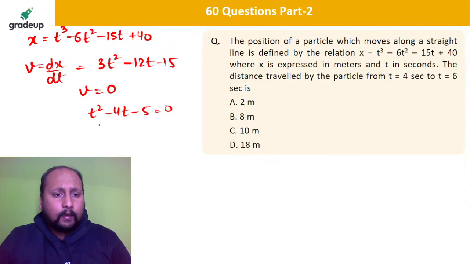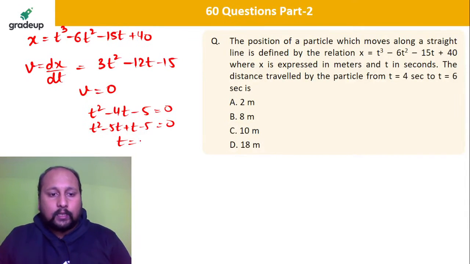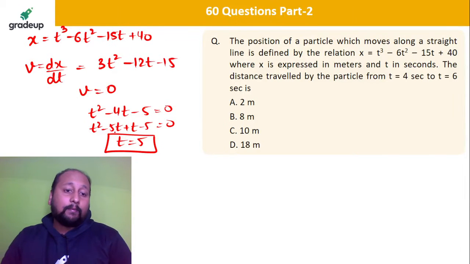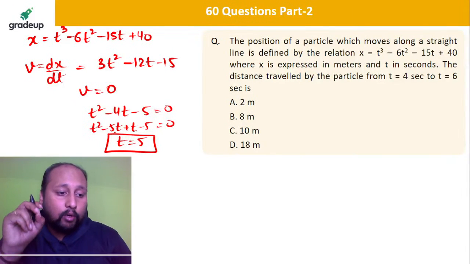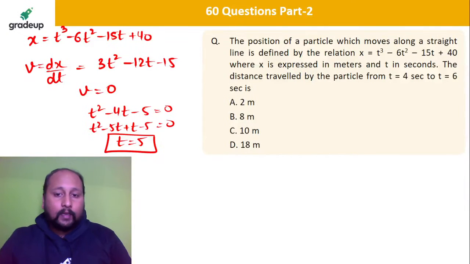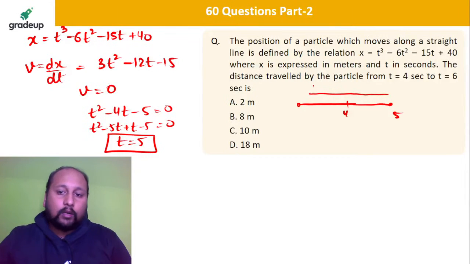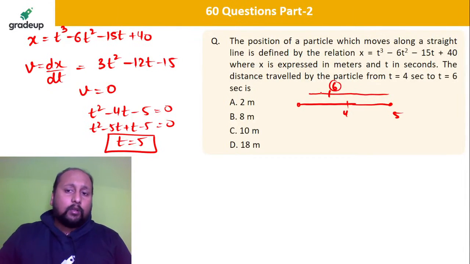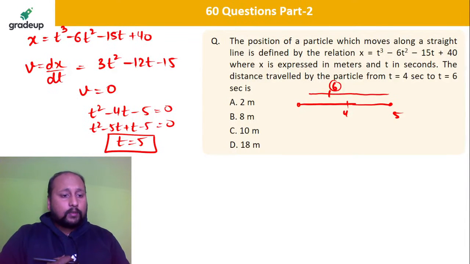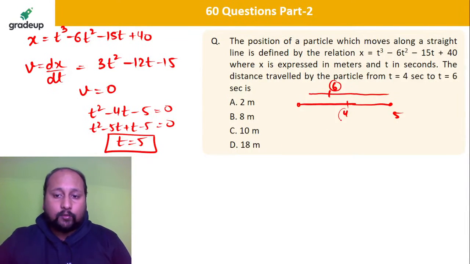So t square minus 5t plus t minus 5 equal to 0. So t is equal to 5. So what is the meaning of this? That means at exactly time t equal to 5 seconds, your velocity will be 0. That means a body is moving, let's say this is 4th second, it will be 0 and it will be coming back. So let's suppose this is rough value 6. So you have to see what is the distance traveled by x4 and x5, then you have to subtract it and you have to add it.